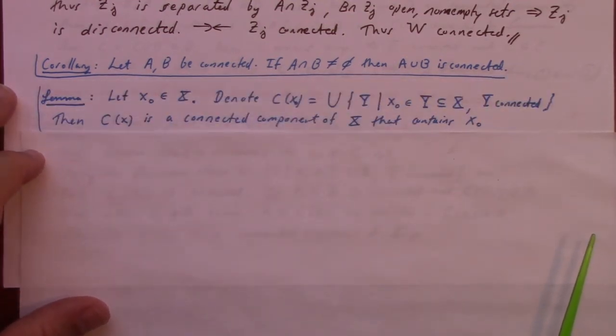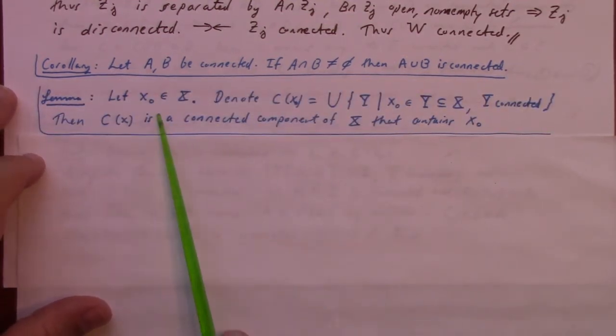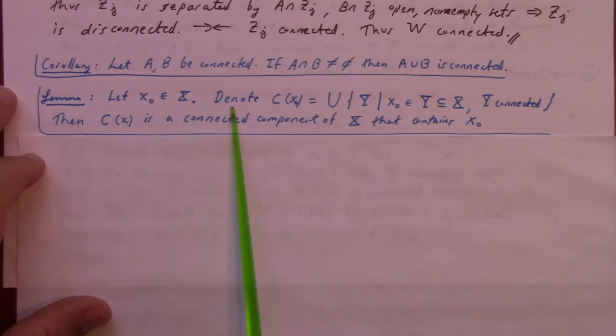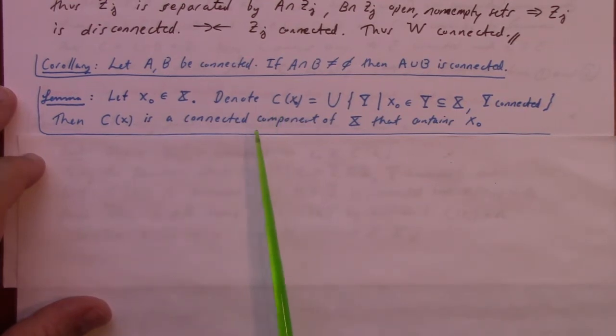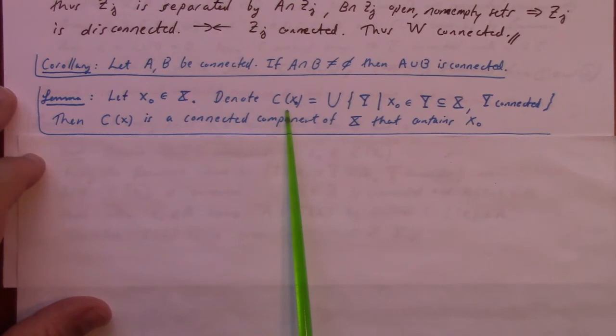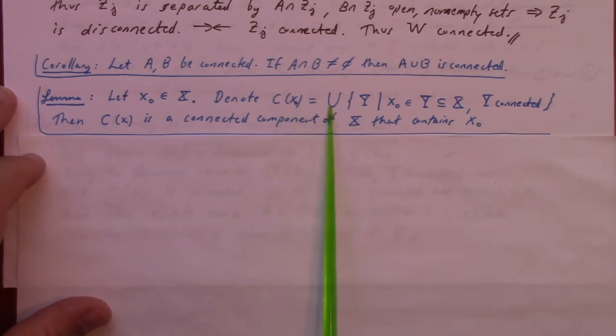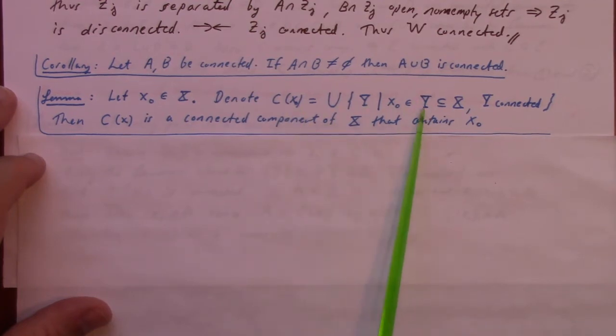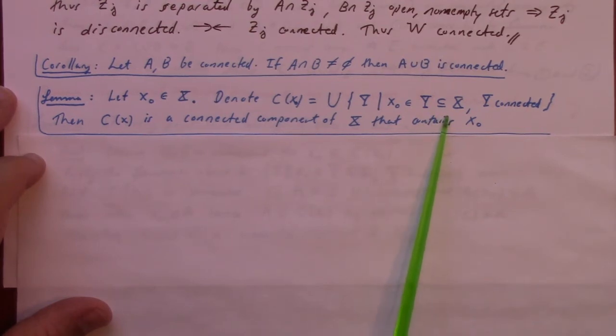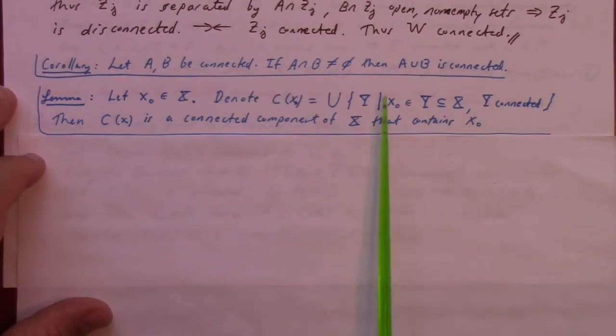Lemma number 3, I guess. Let x naught be an element of X. Denote C of x naught to be the connected component. Well, I'm not sure it's a connected component yet, but the claim is that this is going to be the connected component. C of x naught is the union of all Y such that Y contains x naught, Y is a subset of the topological space X we're working in, and Y is connected. Basically, C of x naught is the union of all connected sets which contain x naught.